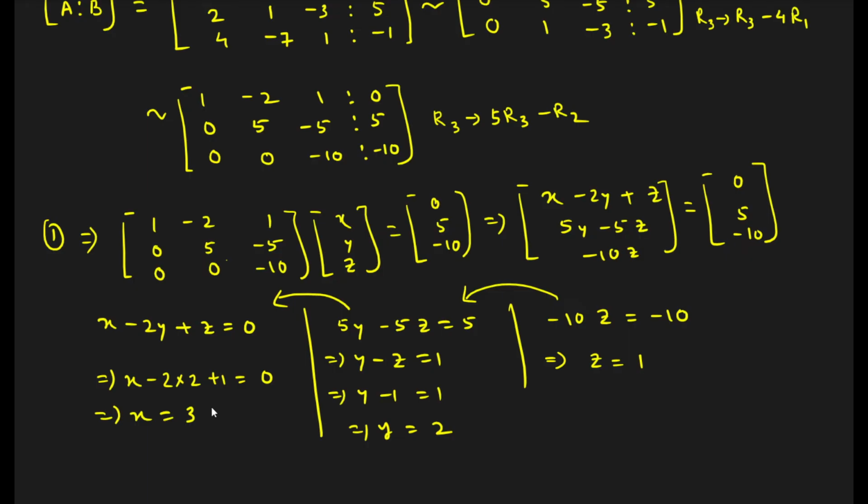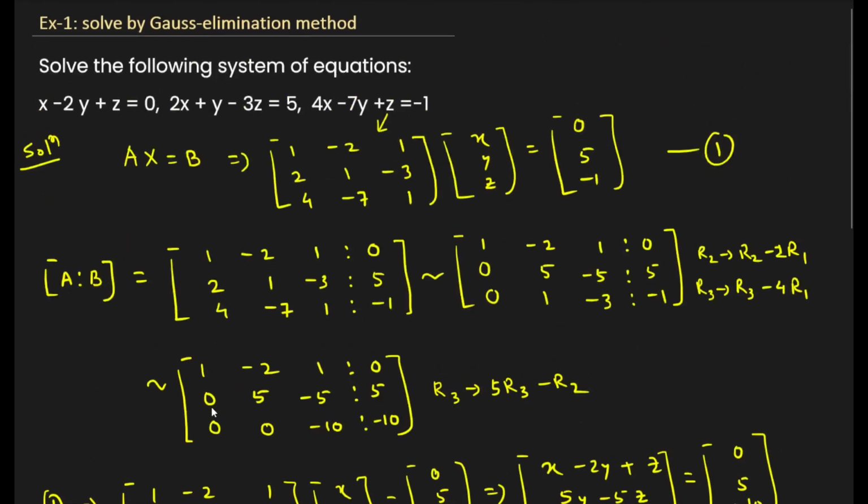You can also check whether our values are correct or incorrect. These values 3, 2, and 1, we can put in any one of the equations. Suppose we put them in this particular equation: what was x? 3. What was y? 2. What was z? 1. So if we calculate this, how much does it come to? 0. So the values satisfy the equation, which means our answer is correct.